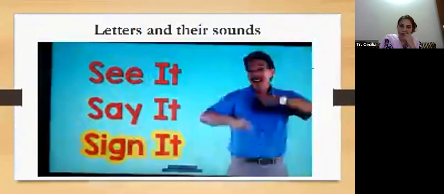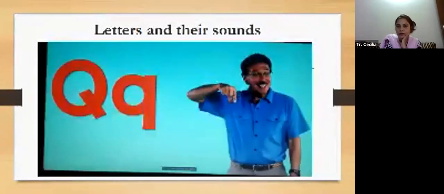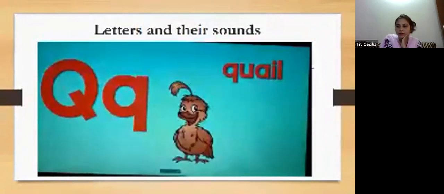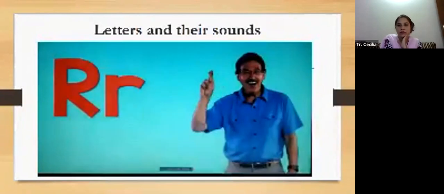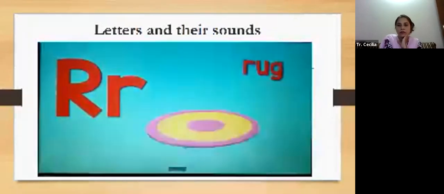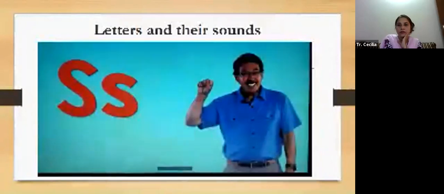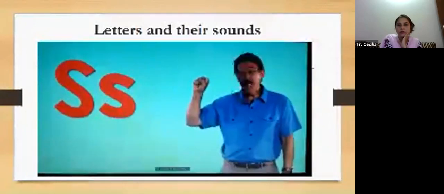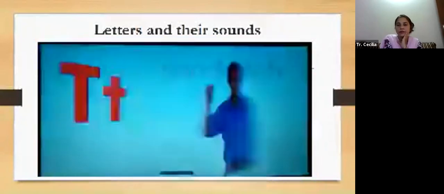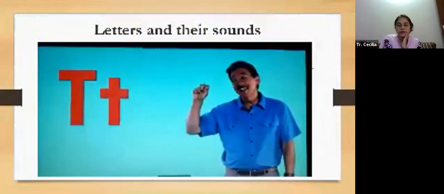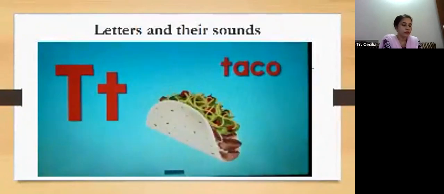See it, say it, sign it, the letters of the alphabet. Q, Q, this is the letter Q. Qu, qu, quail. Qu, qu, quarter. R, R, this is the letter R. R, R, rug. R, R, rainbow. S, S, this is the letter S. S, S, sun. Sandwich. T, T, this is the letter T. T, T, tiger. T, T, taco.